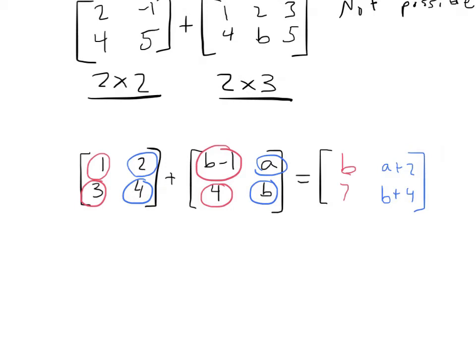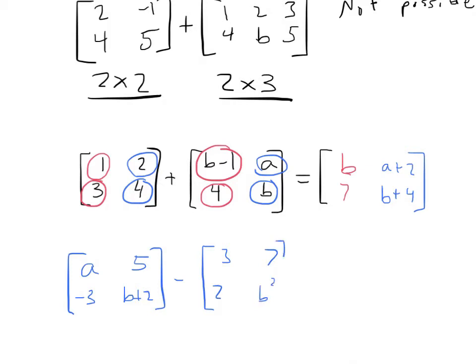So let's see here again. I'm going to do a 2 by 2. We could do a 3 by 3, but for the sake of moving the video along, I'll do 2 by 2. Let's see here. If I do the matrix 5, negative 3, b plus 2, minus the matrix 3, 7, 2, b squared. Take a minute and write down what that subtraction will end up being.